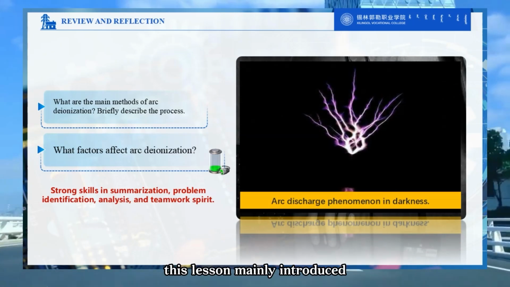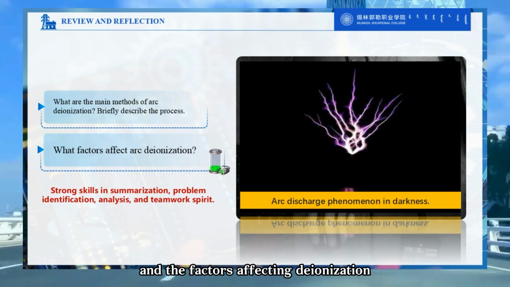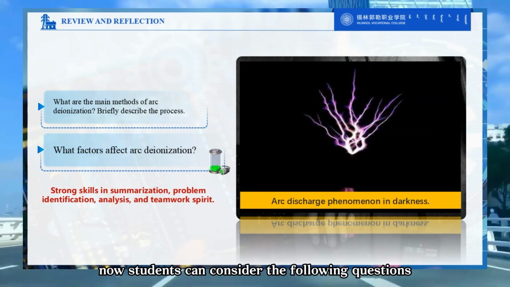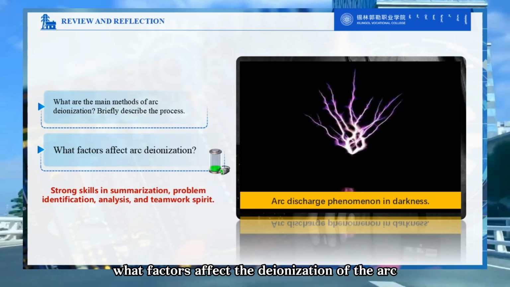This lesson mainly introduced the process of deionization and the factors affecting deionization. Now, students can consider the following questions. What are the main methods of arc deionization? What factors affect the deionization of the arc?